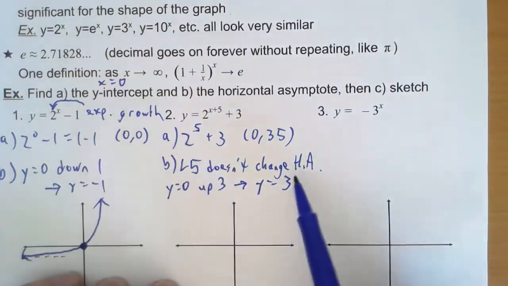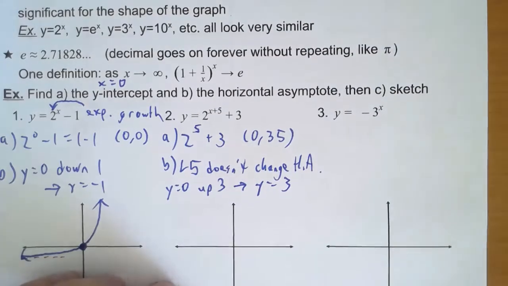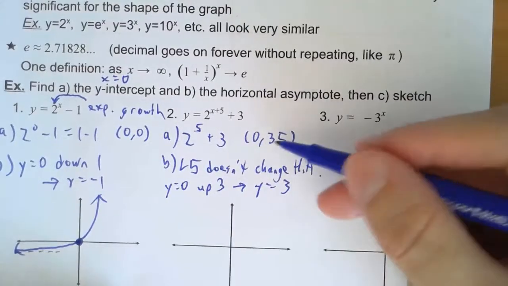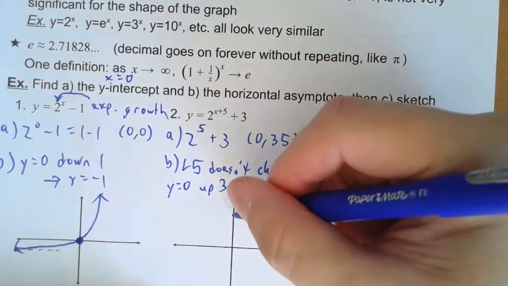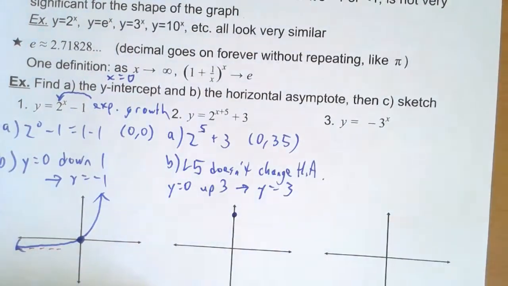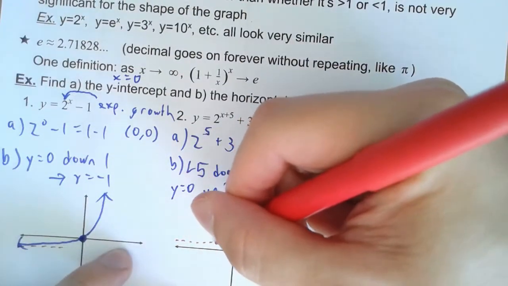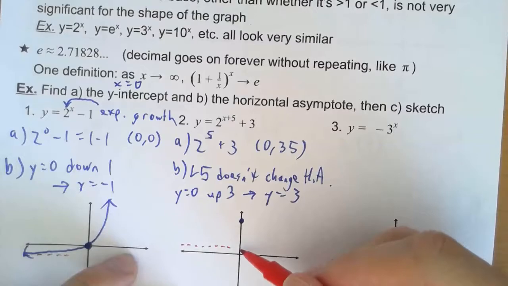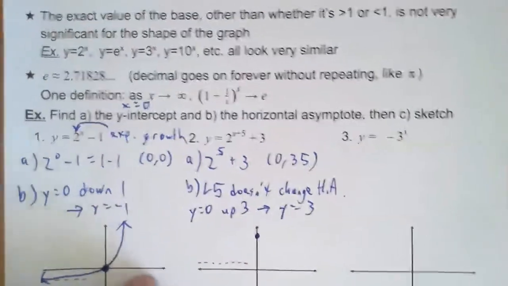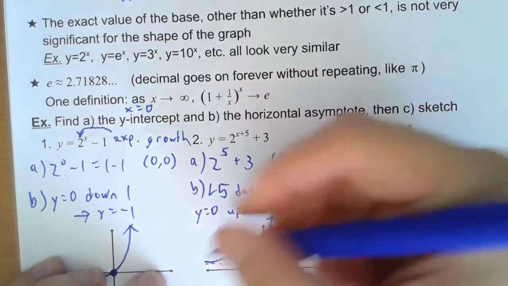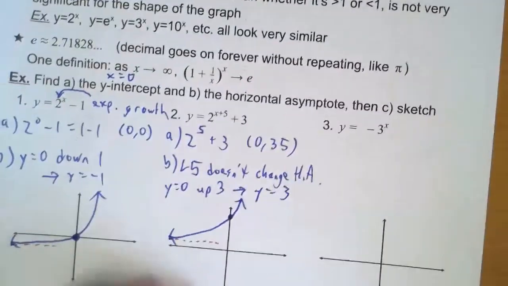Still have a base of 2, so it's still exponential growth. Now notice though the space between the y-intercept and the asymptote now. So I'm going to put my y-intercept kind of way up here, and then my horizontal asymptote kind of down there. So picture that as being 3, that as being 35, and then sketch that exponential growth and look something like that.